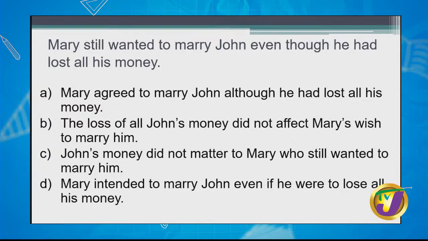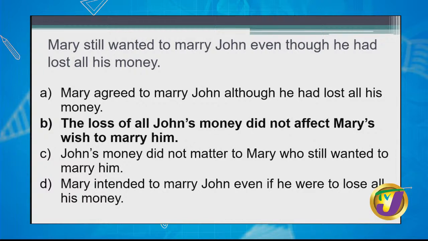But look at B. It says the loss of all his money did not affect her wish to marry him. And look at A. She agreed to marry him although he had lost all his money. Look carefully at your original. She still wanted to marry him even though he had lost his money. So your answer, of course, must be B. The loss of his money did not affect her wish to marry him. So he's lost the money, but she still wants to marry him.